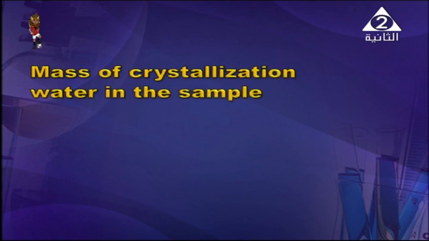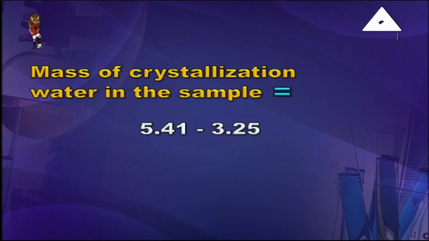You must know the mass of the water of crystallization in the sample. I subtract the difference between the two masses, 5.41 minus 3.25. The difference between the two masses gives the mass of the water, 2.16 grams. What else? Nothing. It's very easy now.